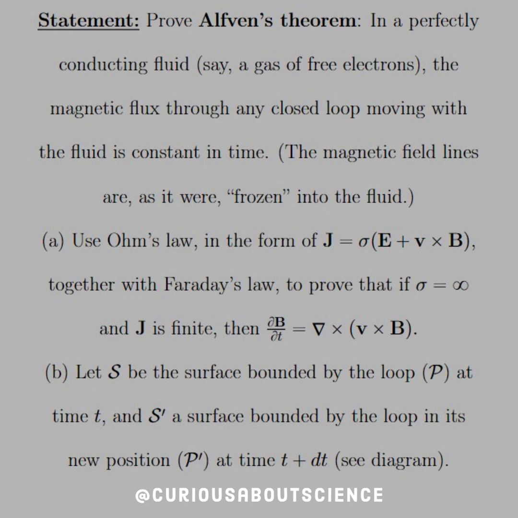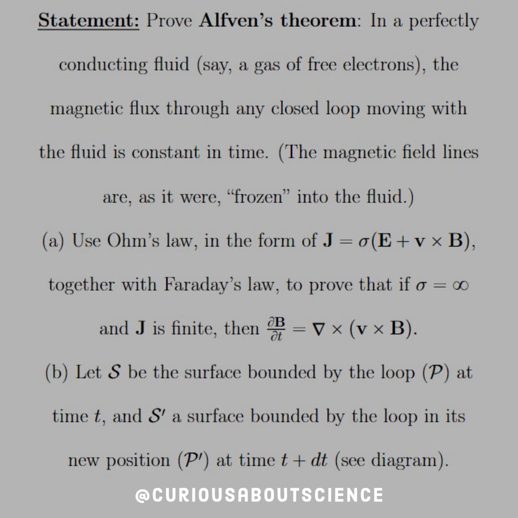I don't know if I'm saying that right. In a perfectly conducting fluid, say a gas of free electrons, the magnetic flux through any closed loop moving with the fluid is constant in time. The magnetic field lines are, as it were, quote, frozen in the fluid.